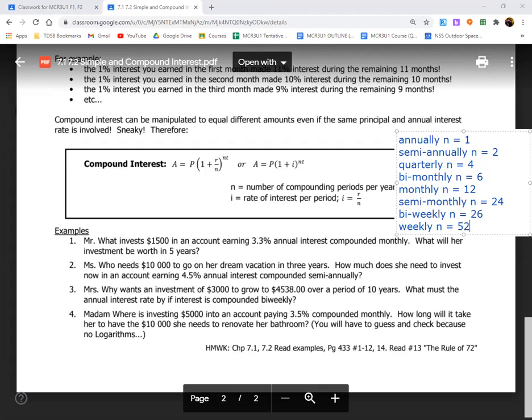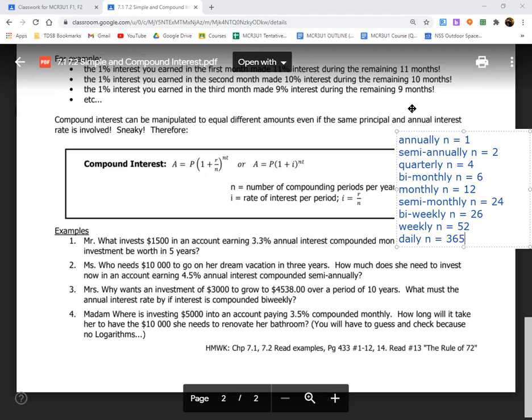And lastly, I don't think you'll ever see this in the actual real world unless you have a line of credit. But anyways, daily is equal to 365. There's no such thing as bi-daily. I don't think anyone does that. So depending on what the question says, please be careful of how often you compound. The value of n will change.